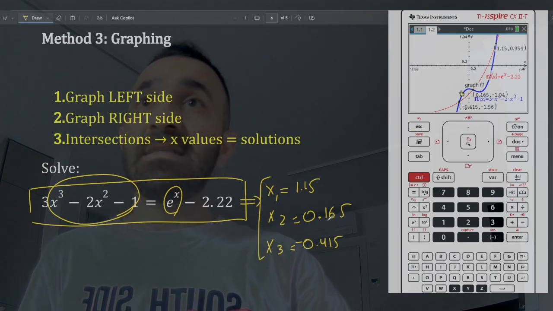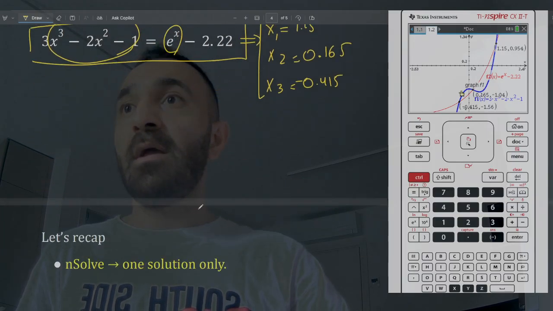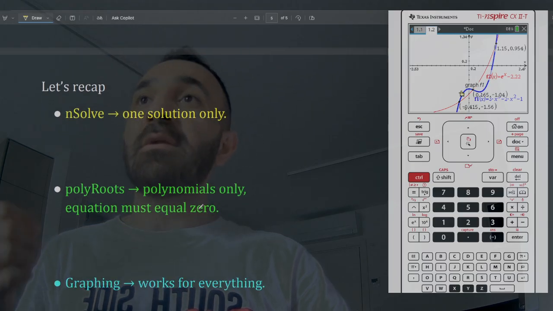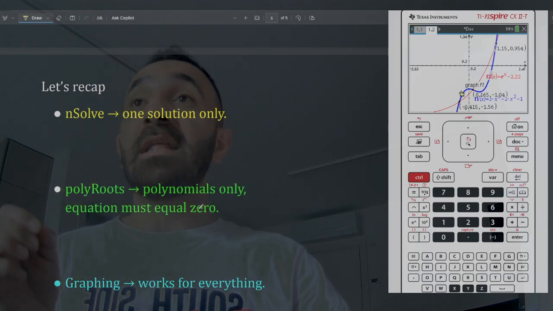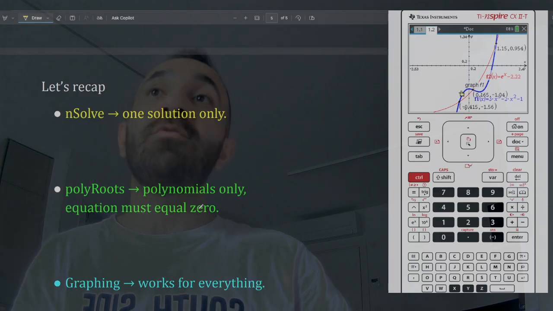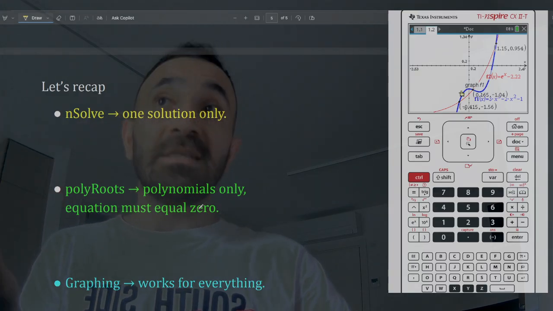Okay, that is all about this video. I hope it was helpful for you. Let me just have a quick recap. So we learned about numerical solve. The problem is that it gives you only one solution. It's very helpful if you know that you have exactly one solution. If you have a first grade equation, use this method.